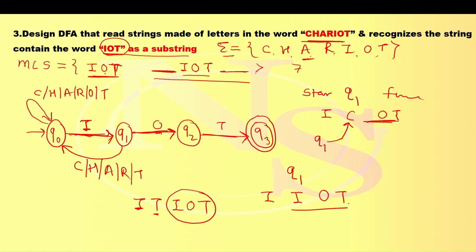Now see, it becomes valid. IOT is there. If 2 I's are coming, suppose OT is there. If 2 I's are coming, then also IOT is there. If suppose 3 I's are coming, then also IOT. All these are valid strings.